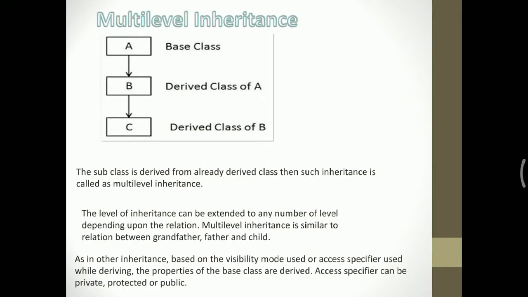The third type of inheritance is multi-level inheritance. It means the subclass is derived from an already derived class, then such inheritance is called multi-level inheritance. The level of inheritance can be extended to any number of levels depending upon the relation. Multi-level inheritance is similar to the relation between grandfather, father and child. As in the other inheritance, it is based on the visibility mode or access specifier used while deriving the properties of the base class. Access specifier can be private, protected or public.